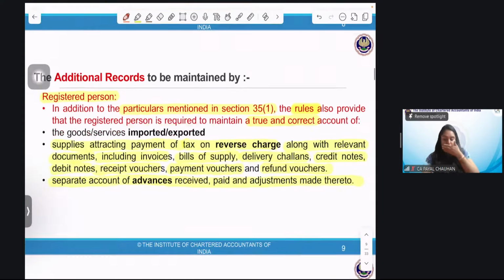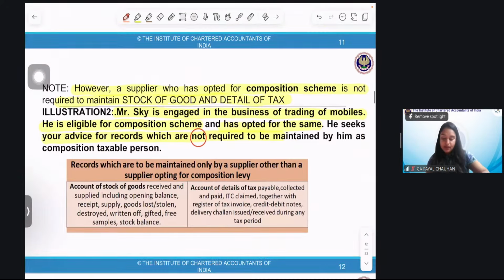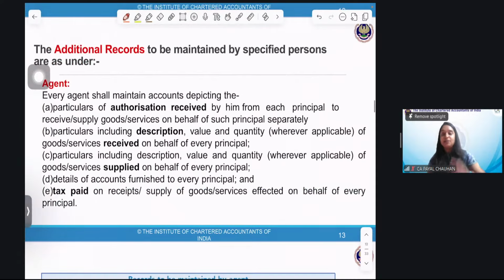Now we come to specific people. Now we are talking about agent. Up till now, we have covered general books which were for every registered person. And now we are talking specifically about agent. Every agent shall maintain accounts depicting particulars of authorization received by him from each principal to receive and supply goods or service on behalf of such principal separately.